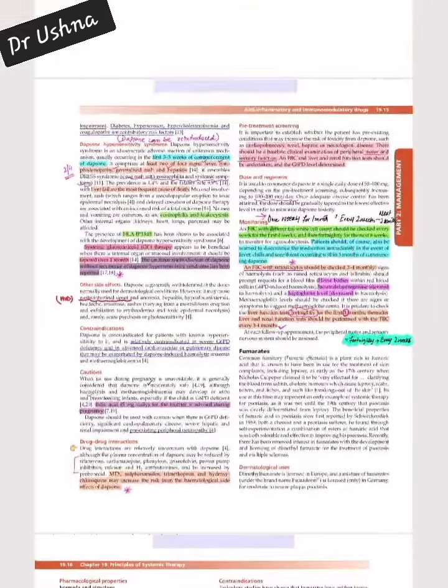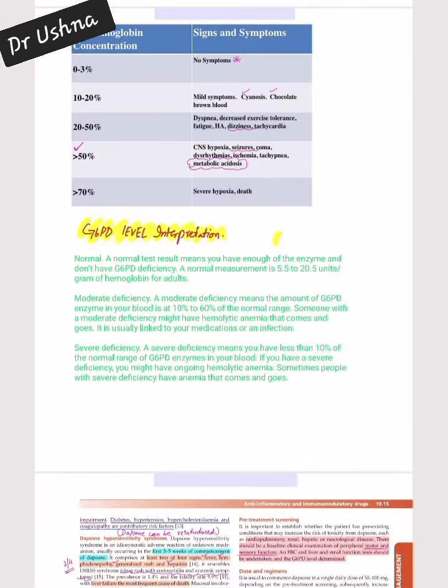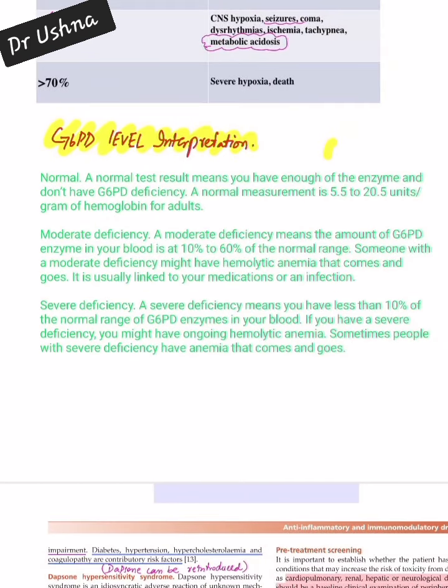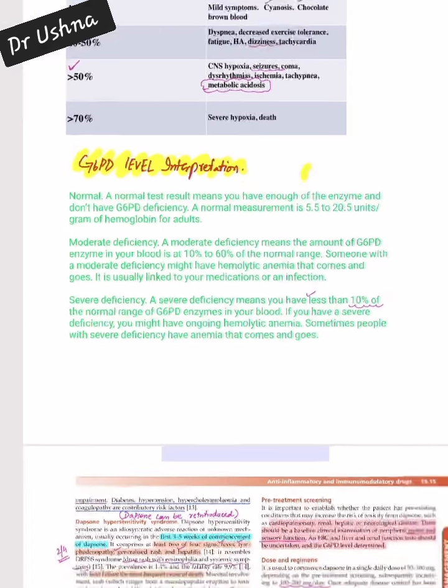So this was all about Dapsone, and another important thing is G6PD interpretation. You should be able to know about the G6PD interpretation. What are the normal levels, what is the moderate deficiency, and what is the severe deficiency? Because in persons with a severe deficiency, you should not give Dapsone at all. Severe deficiency means that the patient has less than 10% of the normal range of G6PD in their blood. If the patient has less than 10% of the normal activity, that is labeled as severe deficiency, and this is the absolute contraindication for Dapsone. So this was all about Dapsone.